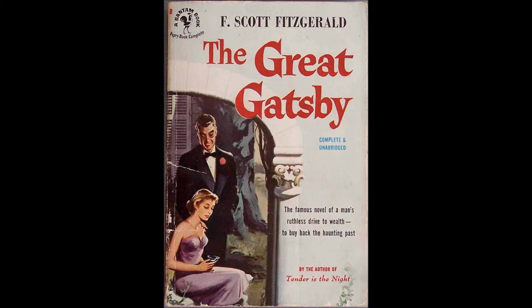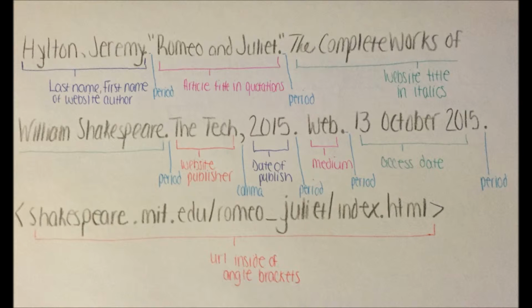Let's first talk about how to write a citation for a website. First, you'll need to put the web page's author using their last name, comma, first name, followed by a period. Then you will put the article title in quotation marks with a period inside the end quote. You'll need to put the website name in italics and a period at the end.